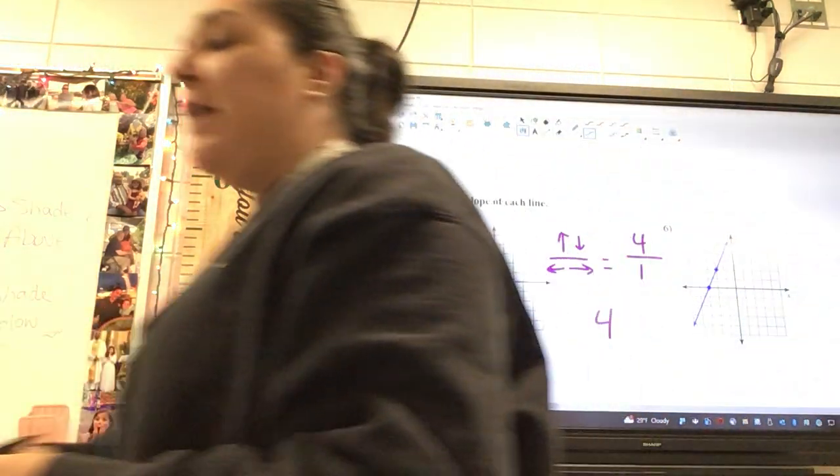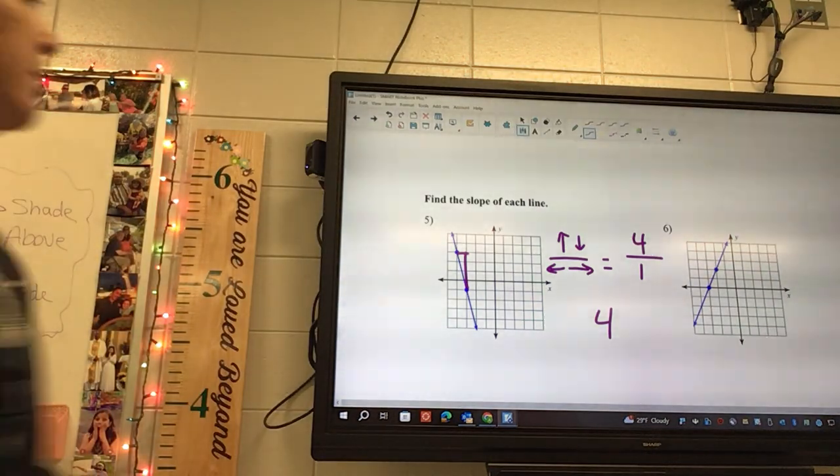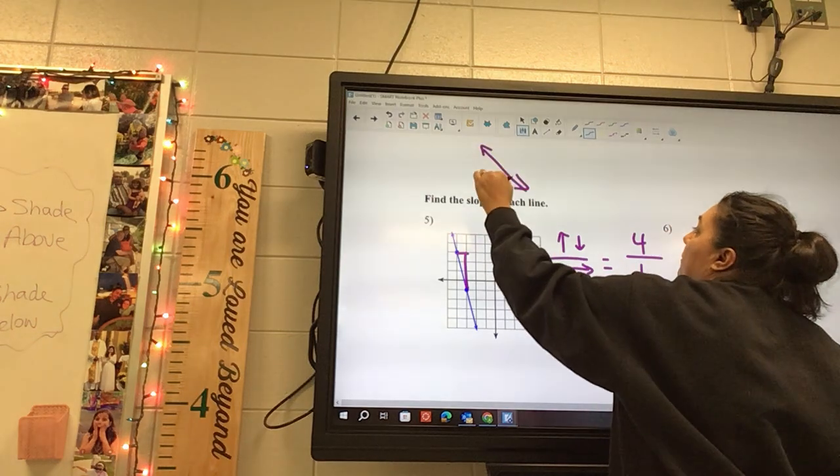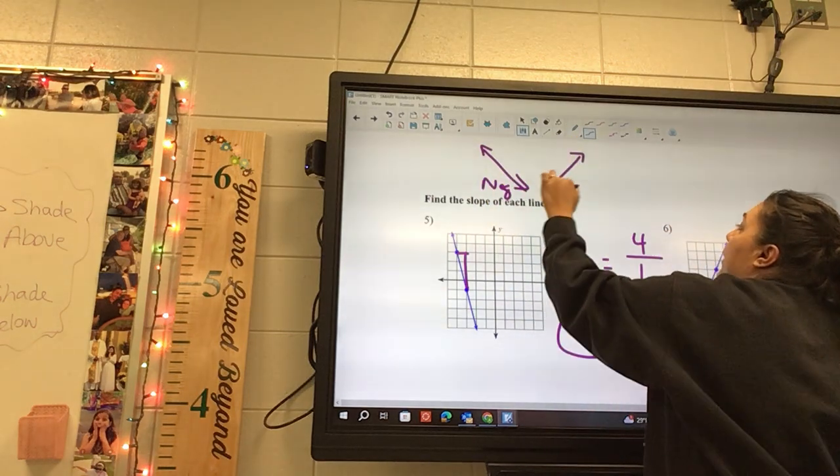Okay, is this a negative or a positive line? It is a negative line. So it should be a -4. If you need the note, this is a negative graph. This is a positive graph.